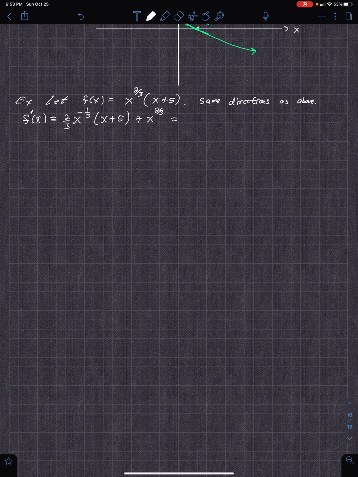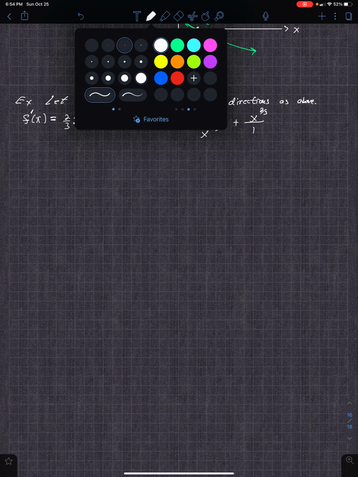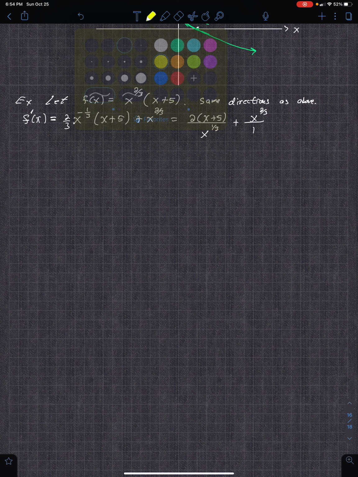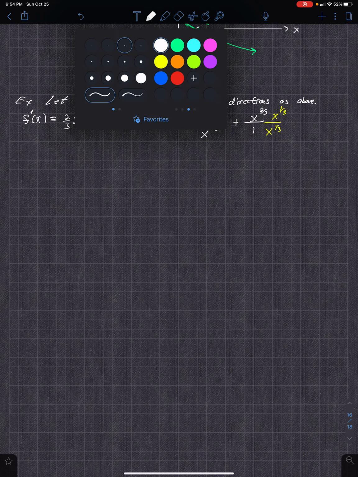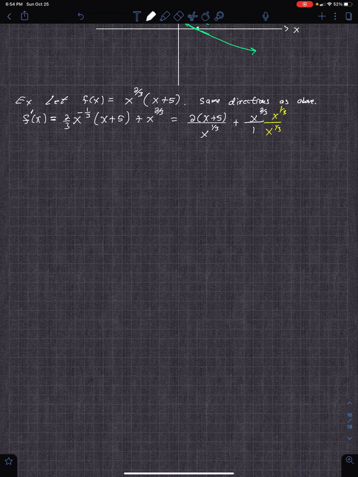We can write that as (2x plus 5) over x to the 1/3, and then plus x to the 2/3. But you can see here when you add that up, let's use a different color, you have x to the 1/3, x to the 1/3. When you simplify this, you get something kind of nice.